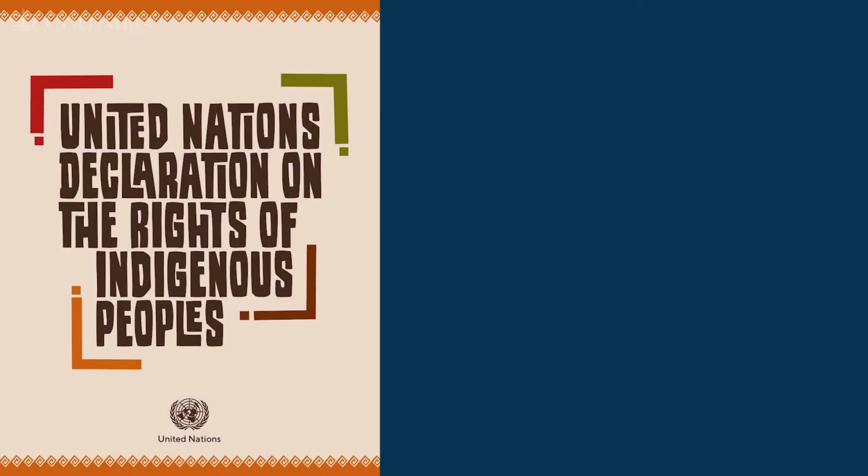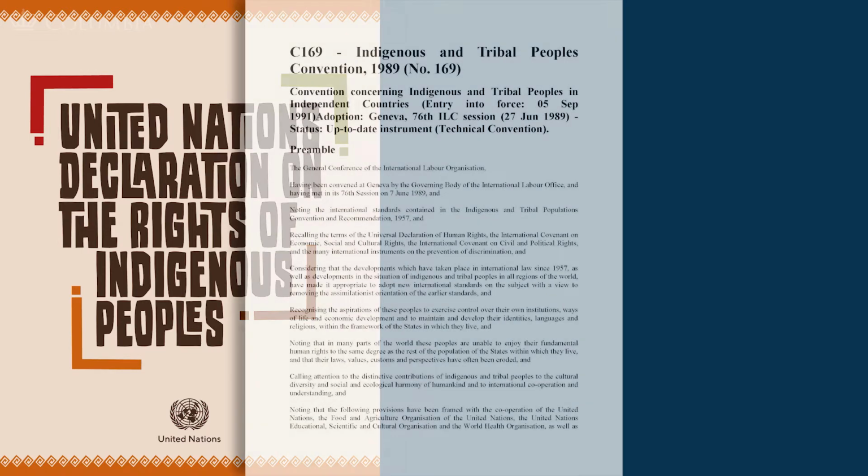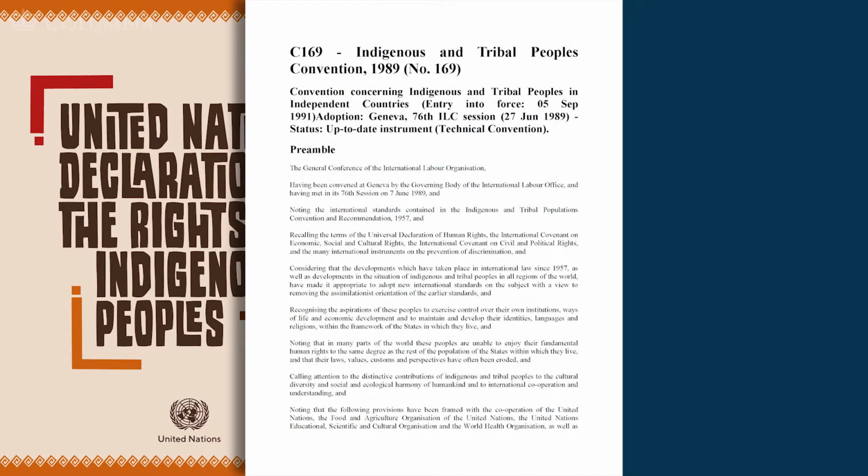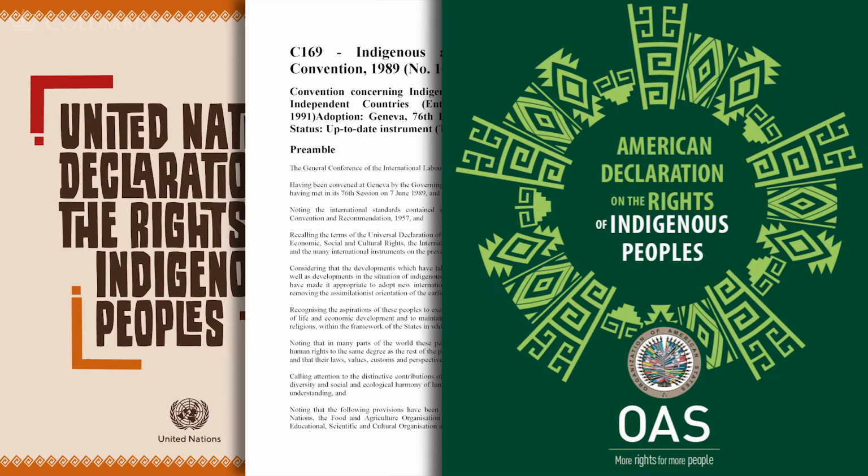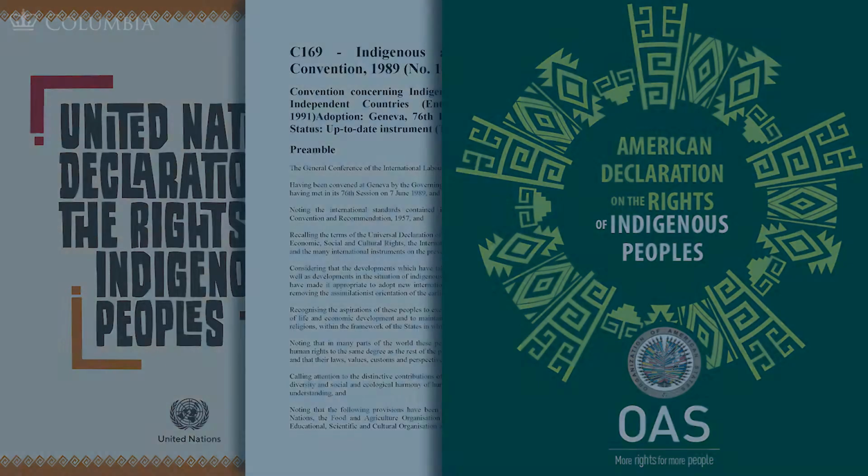In the case of indigenous peoples' rights, international human rights standard setting has been accomplished until now through primarily the UN Declaration on the Rights of Indigenous Peoples, as well as International Labour Organization Convention 169 on Indigenous and Tribal Peoples. And we should add at the regional level, the American Declaration on the Rights of Indigenous Peoples.